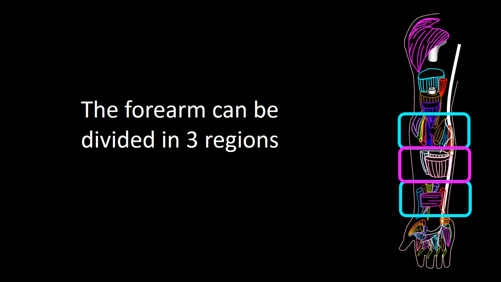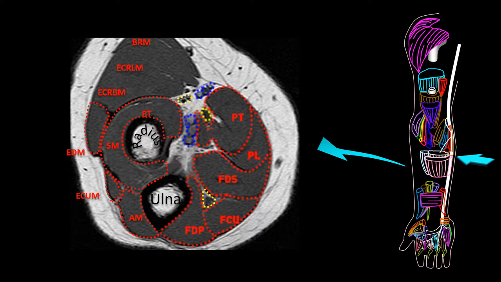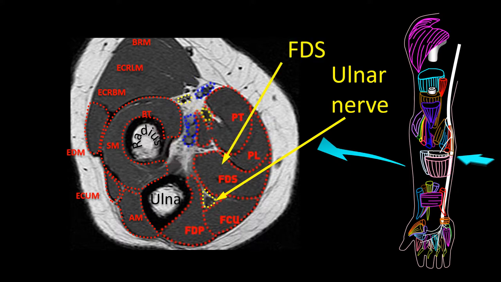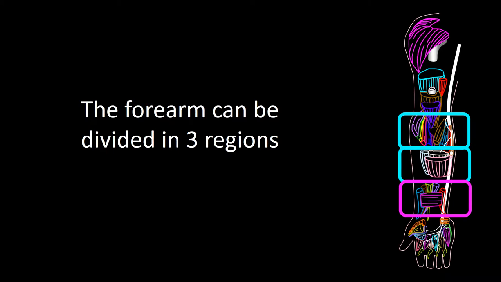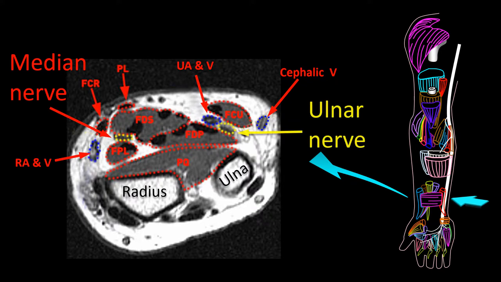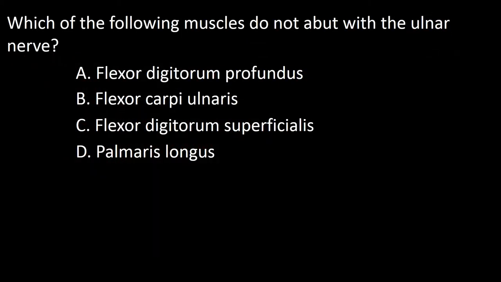At the middle region, a cut will show the ulnar nerve now surrounded by the flexor digitorum superficialis, the flexor carpi ulnaris, and the flexor digitorum profundus. At the most distal region, we find the ulnar nerve sandwiched between the flexor carpi ulnaris and the flexor digitorum profundus. So the answer to this question is D.